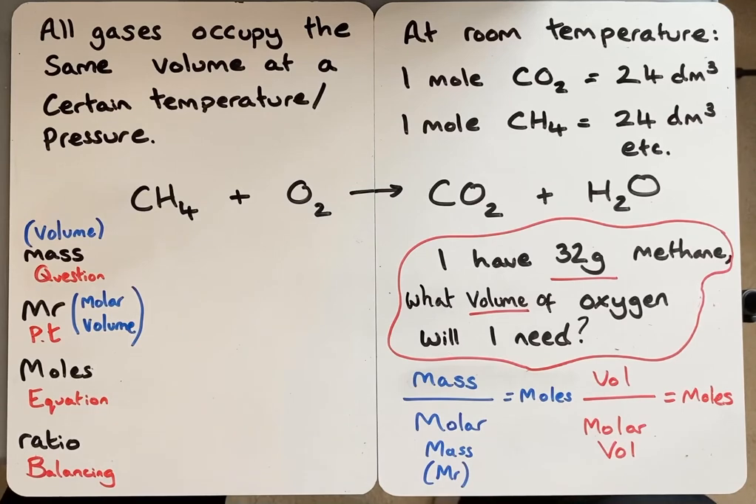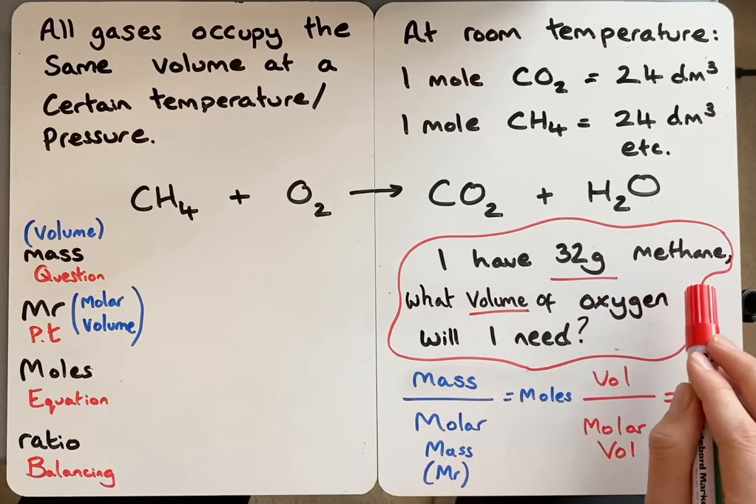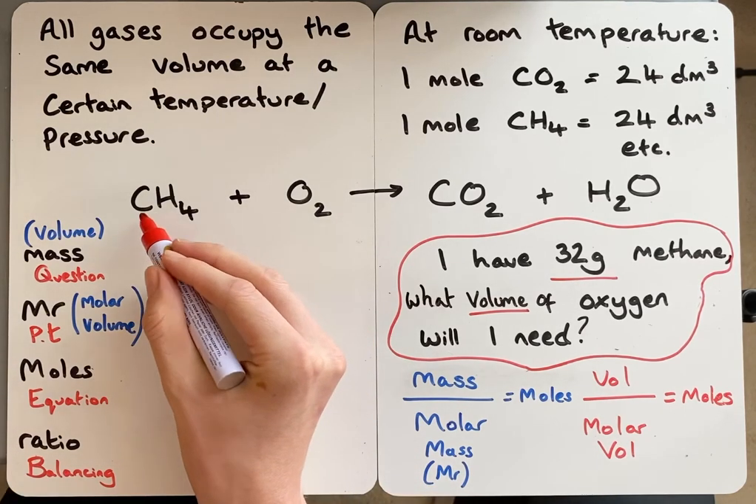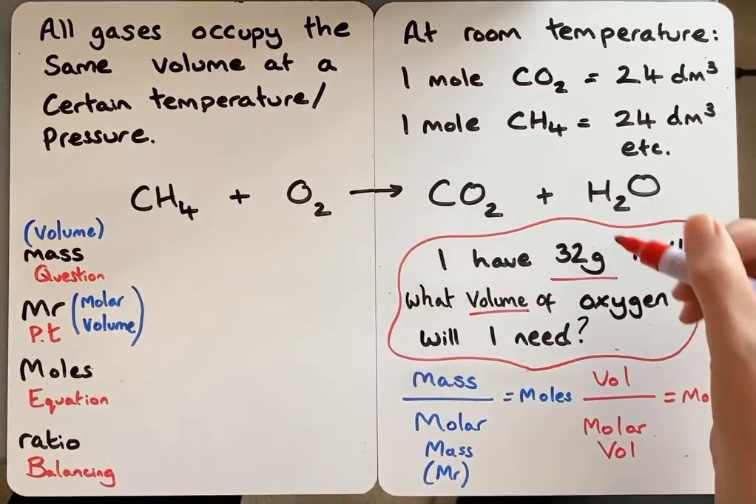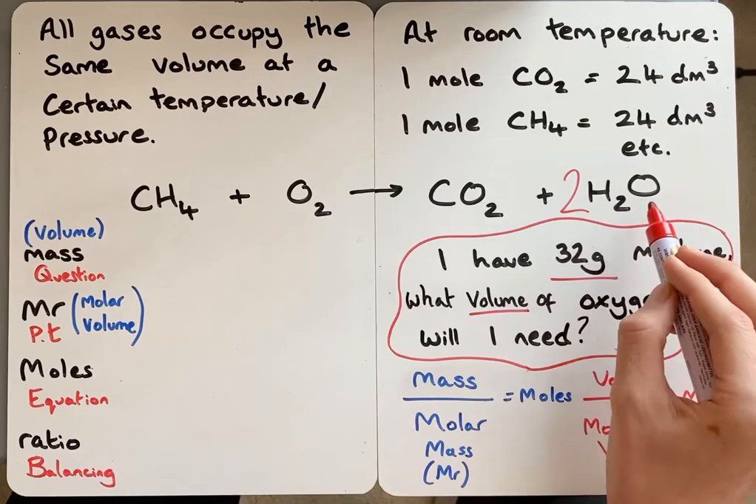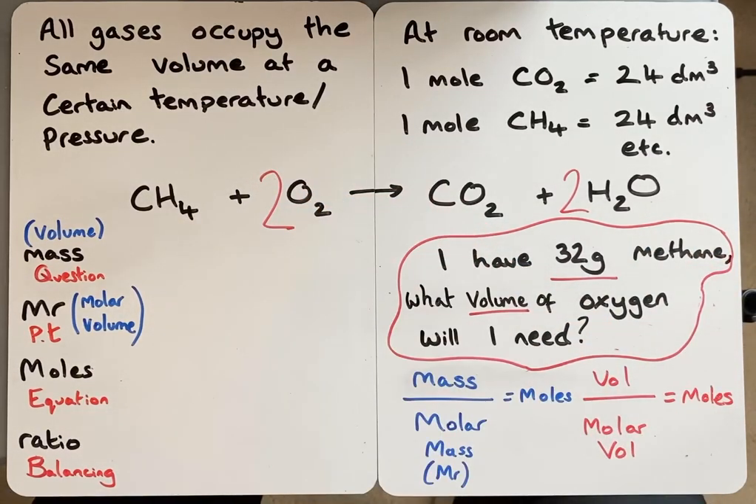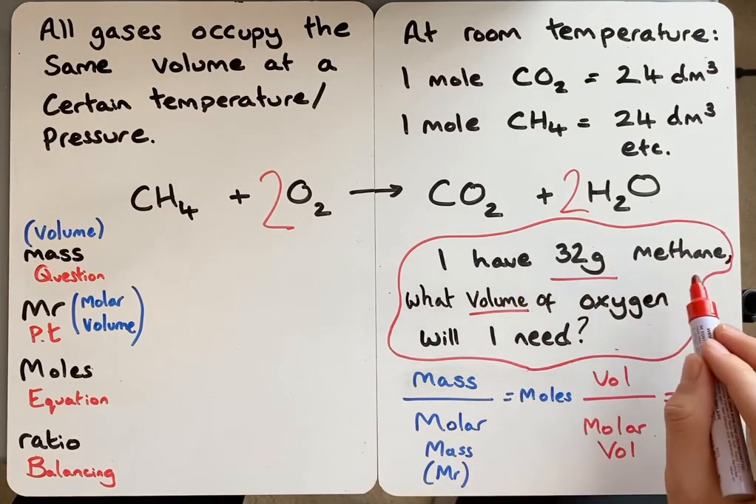Let's have a look at how that applies to a question. I have 32 grams of methane. What volume of oxygen will I need? We start in the same way that we do reacting masses. We balance the equation first. We've got 1 carbon here and 1 carbon there, 4 hydrogens, so we need 2 lots of water. Now we have 2 oxygens and 2 oxygens, so we need 2 lots of O2. That's now balanced.